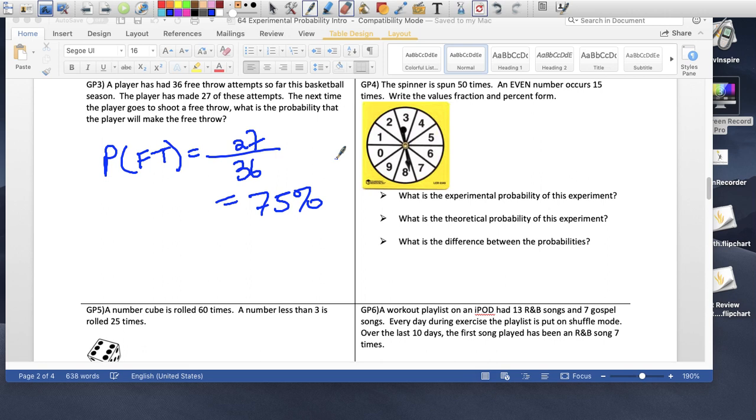The spinner spun 50 times, so we have a spinner here. It's going to go around 50 times. So there's an experiment here. And we're looking at P of even.